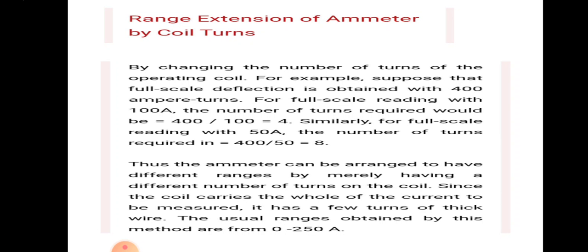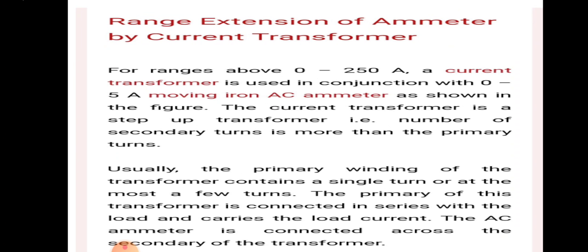Here we have divided 400 by 100 to get how many turns are required for the 400 ampere. So depending upon what you want as the output, you can increase or decrease the number of turns for the range extension. Means for range extension you need to only increase the number of turns. Okay, so this is one method for the range extension of ammeter. Now we will see the next method of range extension of ammeter by current transformer.